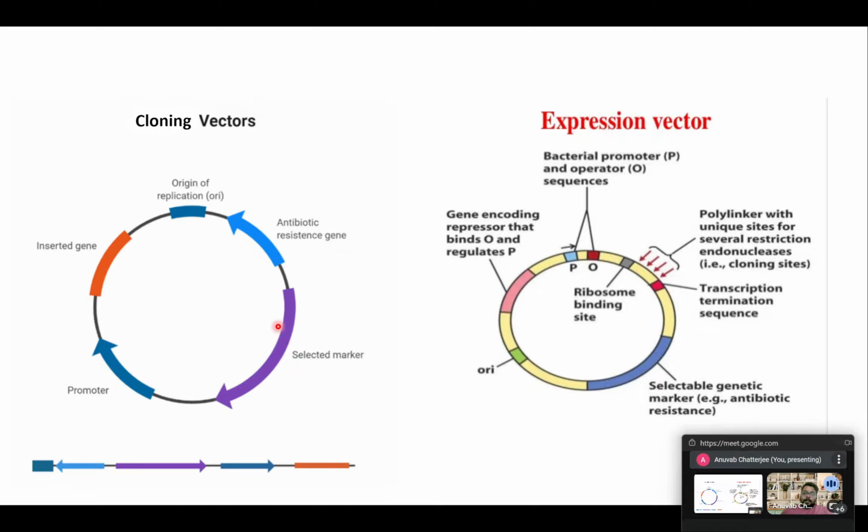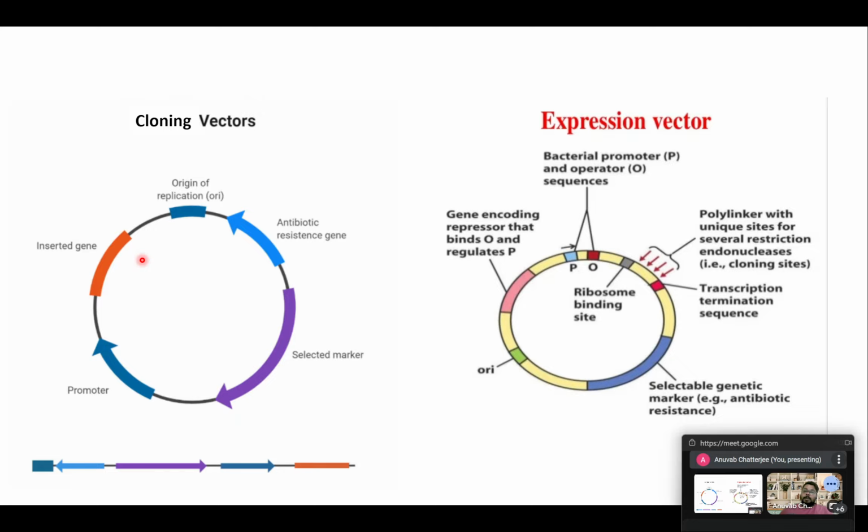Then you can have any other selectable markers, such as if you want the bacteria to produce GFP, so you see green colored cells. Then you have a promoter enhancer, which is typically a strong enhancer such as a CRAG enhancer, which will keep on producing a lot of your gene. And finally, you have your gene itself. So what are cloning vectors majorly used for? These are used in order to make multiple copies of your inserted gene.